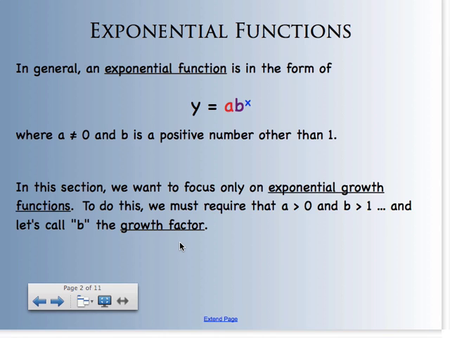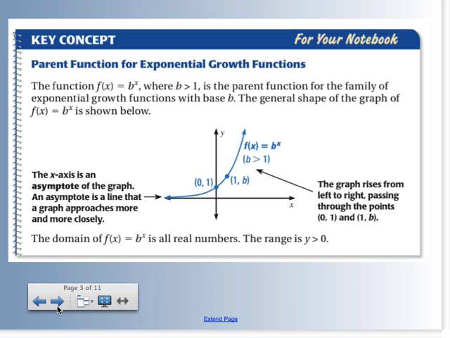There's an exponential growth function, and for this section, I want to make sure that a has to be greater than 0, at least for now, as well as b has to be greater than 1. And let's call b the growth factor in terms of how fast something is growing. So let's go ahead and actually take a look. This is actually on page 478, I believe, in your book. If you were to look at this more closely, it's just kind of what a parent function is. You can see here in the middle of the page, you see a graph, a blue-looking graph.